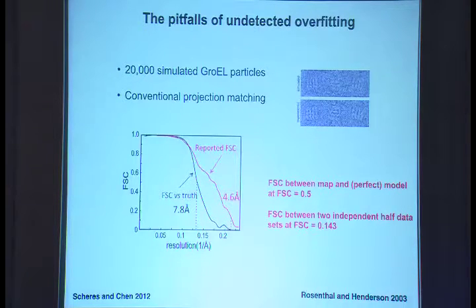The reason why I put these two numbers here: whatever you do with these numbers, when you are going to publish or show someone your reconstruction, you need to show two curves, one from the two independent half data sets and one from the map and whatever model you built. Then you need to say how good the correlation is between the two halves, and between the map and the model. So irrespective of the value, 0.143 or 0.2, it doesn't matter.